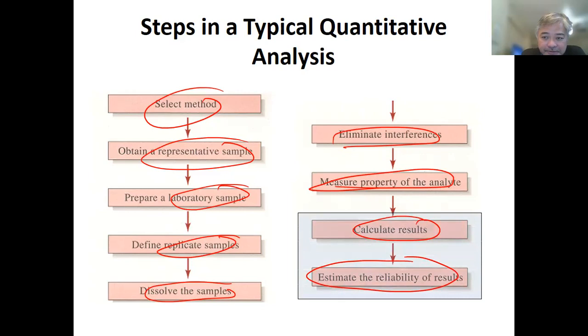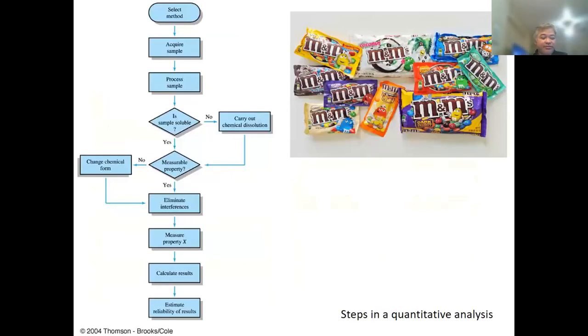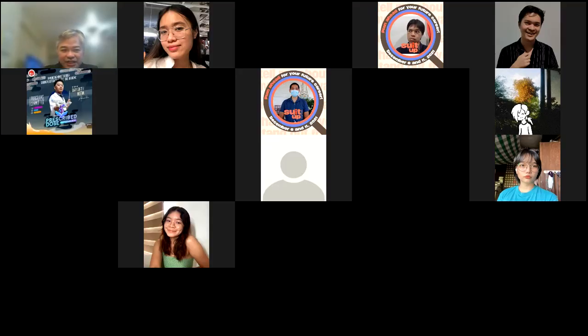Okay, so this is where the hard part comes. Or you can do it like that. If I want to check the M&M, the content of caffeine, so what's the difference of this yellow M&M with this brown M&M? The white M&M, okay?